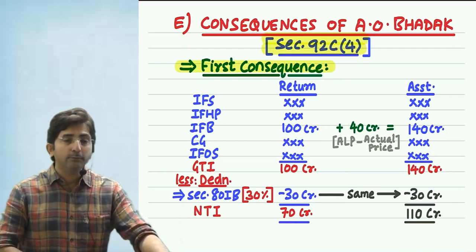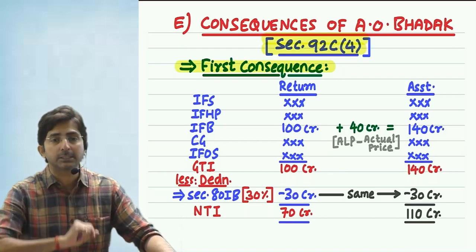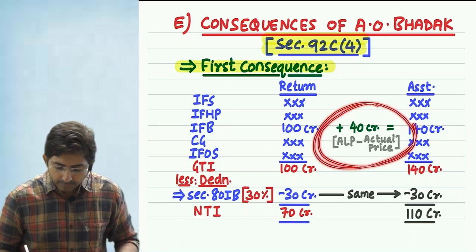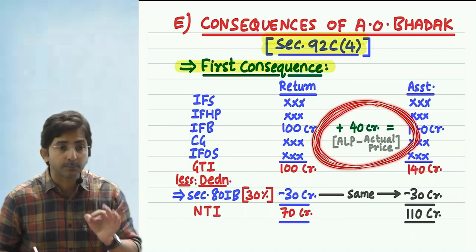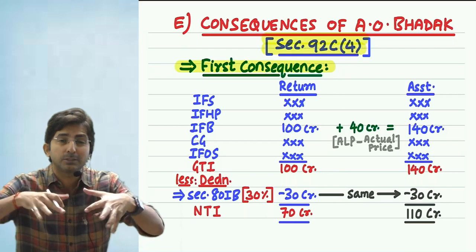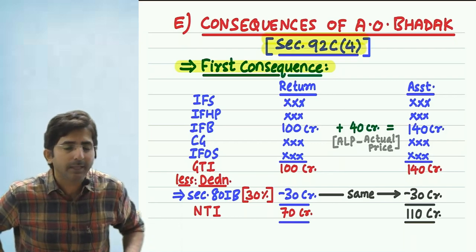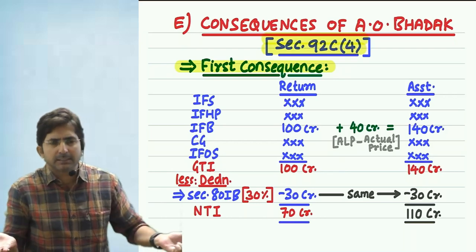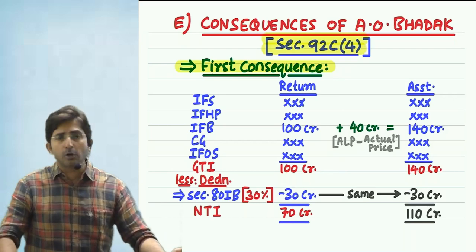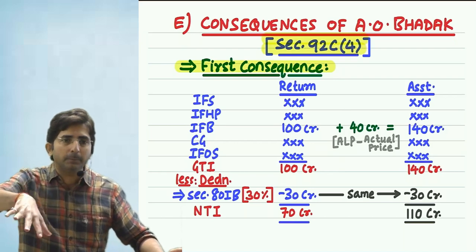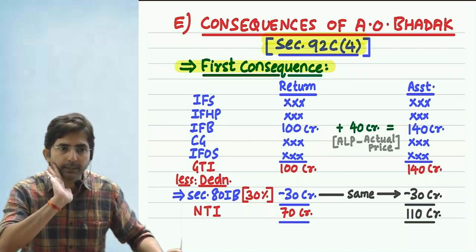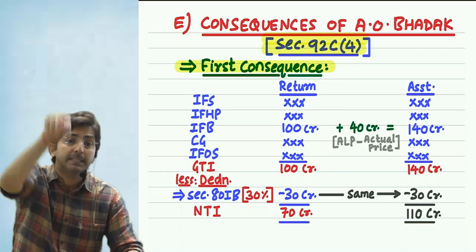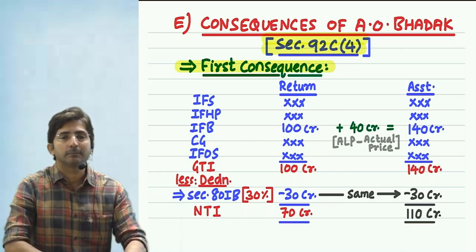If there were some other addition, see, it is not always that an ALP dispute is there. Sometimes there is some general dispute in scrutiny, like the assessee says this expenditure is allowed, but AO says no, this is not allowed. Other than ALP, there will be some other disputes also in scrutiny. So if there is some other dispute, because of which income has increased, your deduction will change.